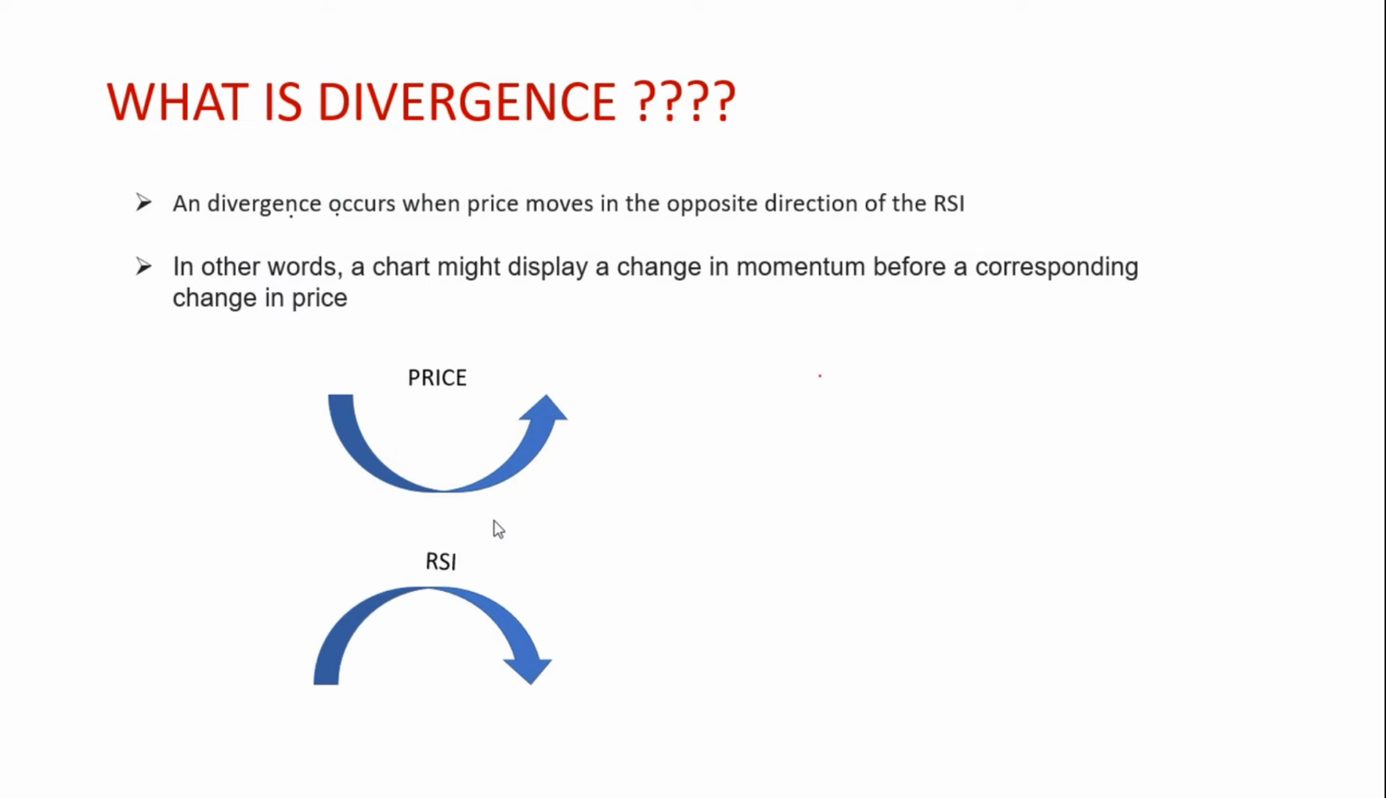When price moves in the opposite direction of the RSI, in this example we can see price is going up and RSI is going down, this means it is a divergence. That is the meaning of divergence. In other words, the chart might display a change in momentum. If the price is making higher highs and RSI is making lower lows, we come to the conclusion that there might be a reversal in the price. That is called divergence.